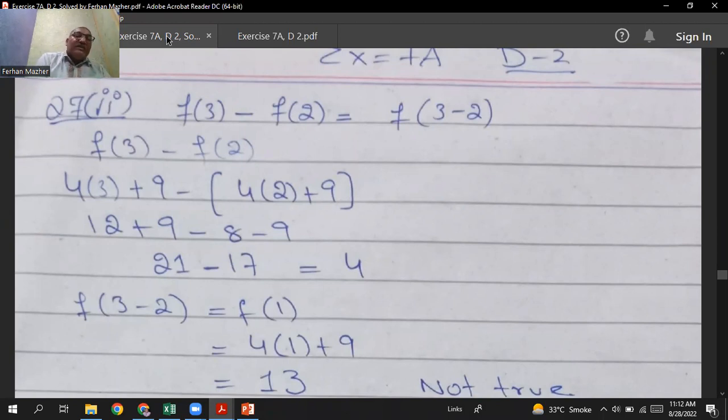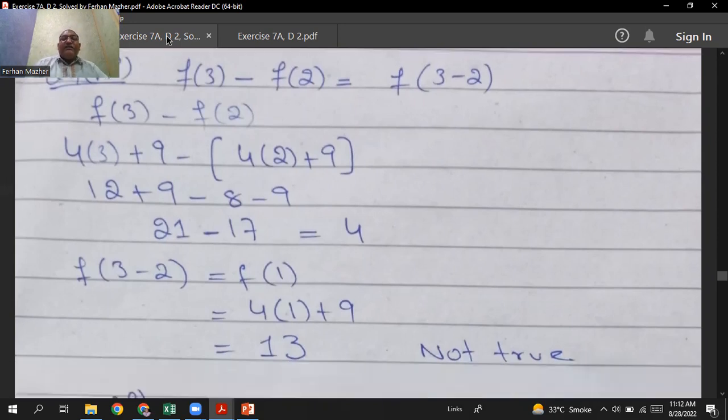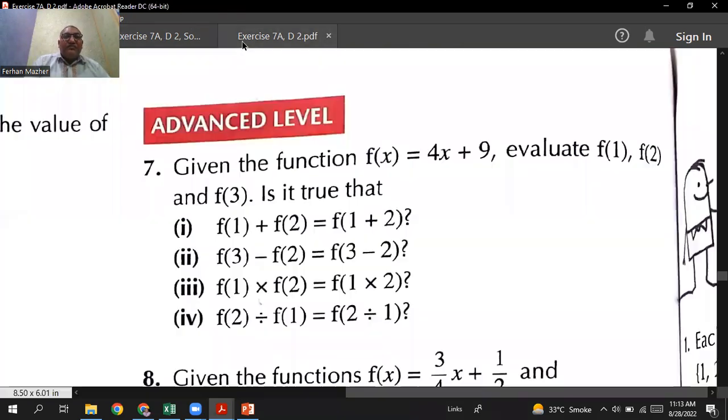Now we'll find the value of the right side, which is f of 3 minus 2. So f of 3 minus 2 is f of 1. So it will be 4 into 1 plus 9, and that will be 13. So you can see the value of the left side of that equation and the value of the right side of that equation, they are not equal to each other. So their statement is not true. It's false. f of 3 minus f of 2 is equal to f of 3 minus 2 is not right. It's wrong. So not true.